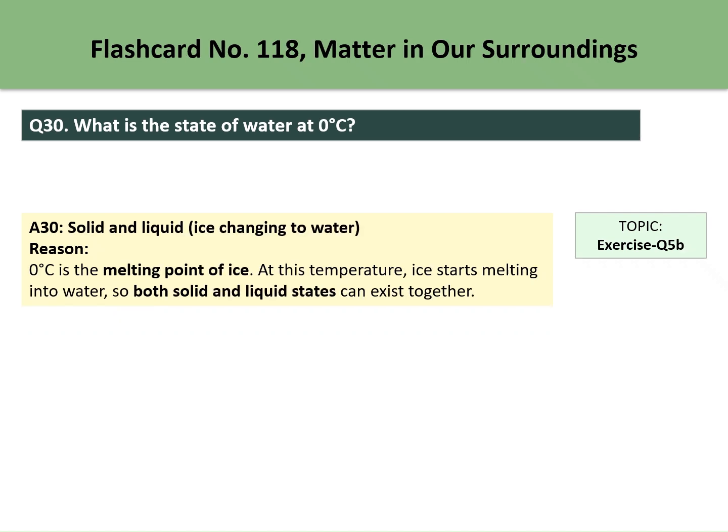Next. What is the state of water at 0 degrees Celsius? It will be solid and liquid. 0 degree is the melting point of ice. At this temperature, ice starts melting into water. So both solid and liquid states can exist together.